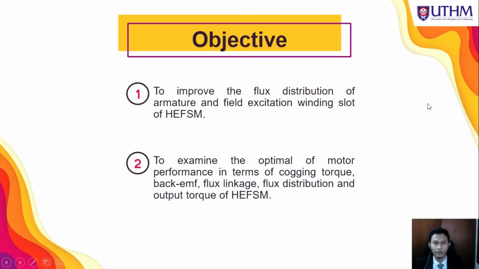The objectives of the project are, first, to improve the flux distribution of the armature and field excitation winding slot of the HFSM. Second, to examine the optimal motor performance in terms of cogging torque, BEMF, flux leakage, flux distribution, and also the output torque of the HFSM.